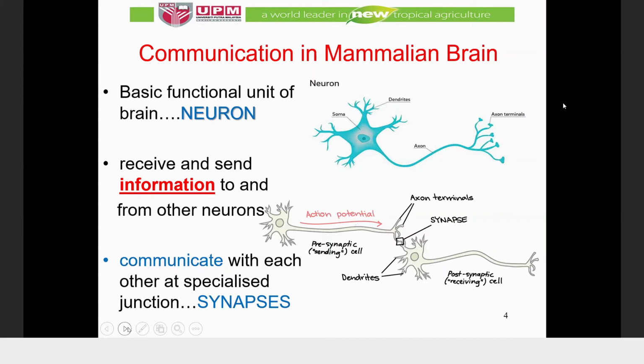So this is the basic unit. It's just a recap we are doing. The basic functional unit of the brain is the neuron. So all the communication takes place through neurons. They receive information and send information to another neuron, and they communicate with each other at a specialized junction called synapses. You have all heard of that, synapses, right? Okay, going further.